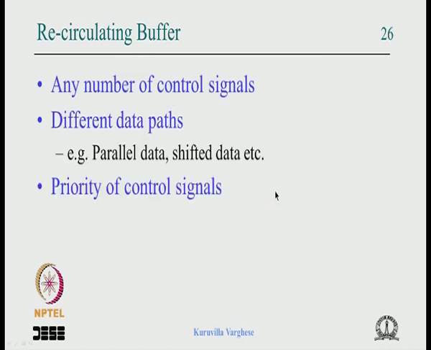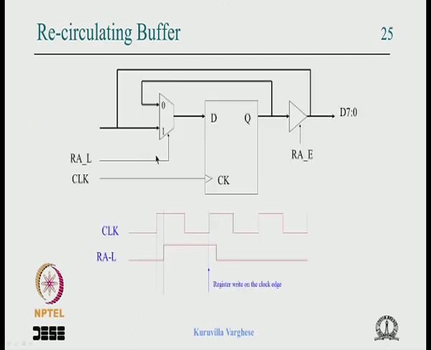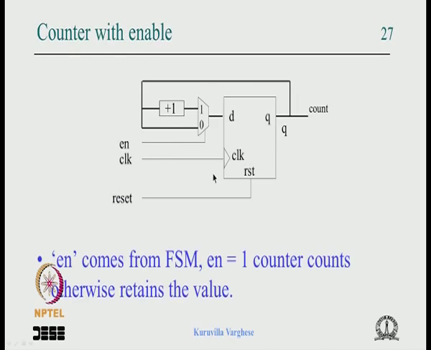So you can have any number of control signals, you can have different data paths like parallel data, shifted data, and when you have multiple control signals you need to have some priority, like if both come together which takes precedence, that should be decided, and that's very natural. We have seen that a control signal which comes close to the D will have the precedence. So let us look at this example, we have already seen it.